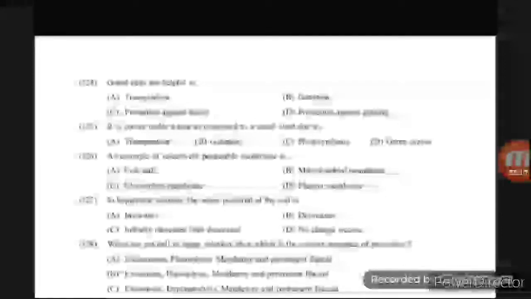It is cooler under a tree as compared to a metal shed due to A, transpiration, guttation, photosynthesis, or green leaves. Which option is correct? You have to say for question number 125.